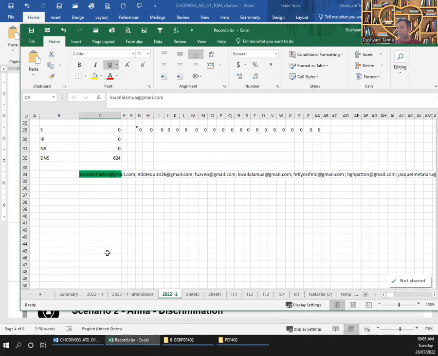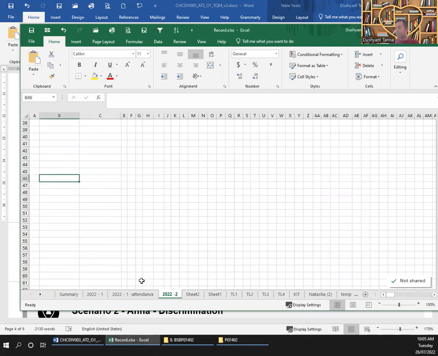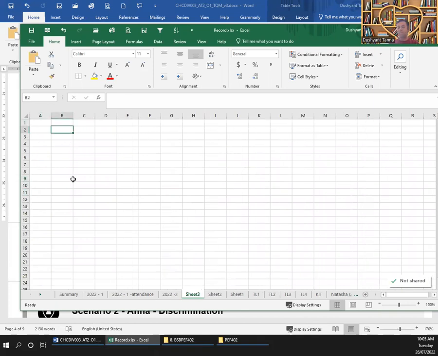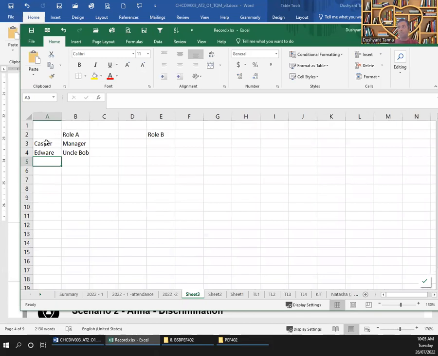Let me go for a new blank sheet. So for example, Casper is a manager, and Edward is Uncle Bob. Then Edward and Casper swap their roles. This is submitted by Casper because he is a manager. This is submitted by Edward because he is a manager. Done. Role A, 10 minutes.